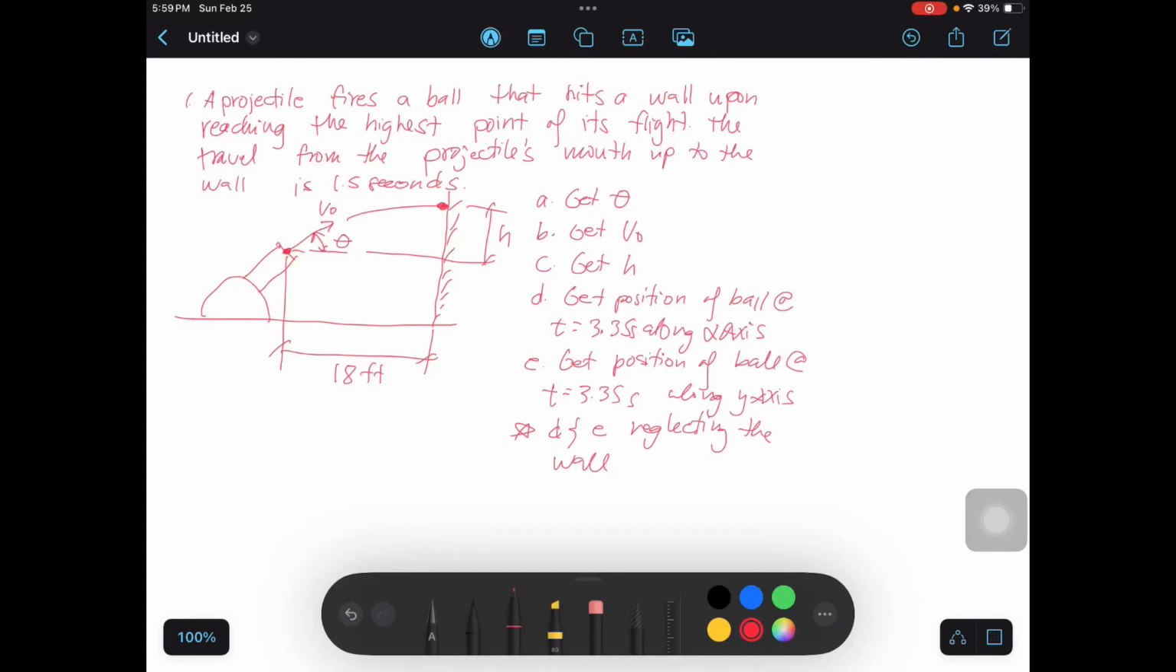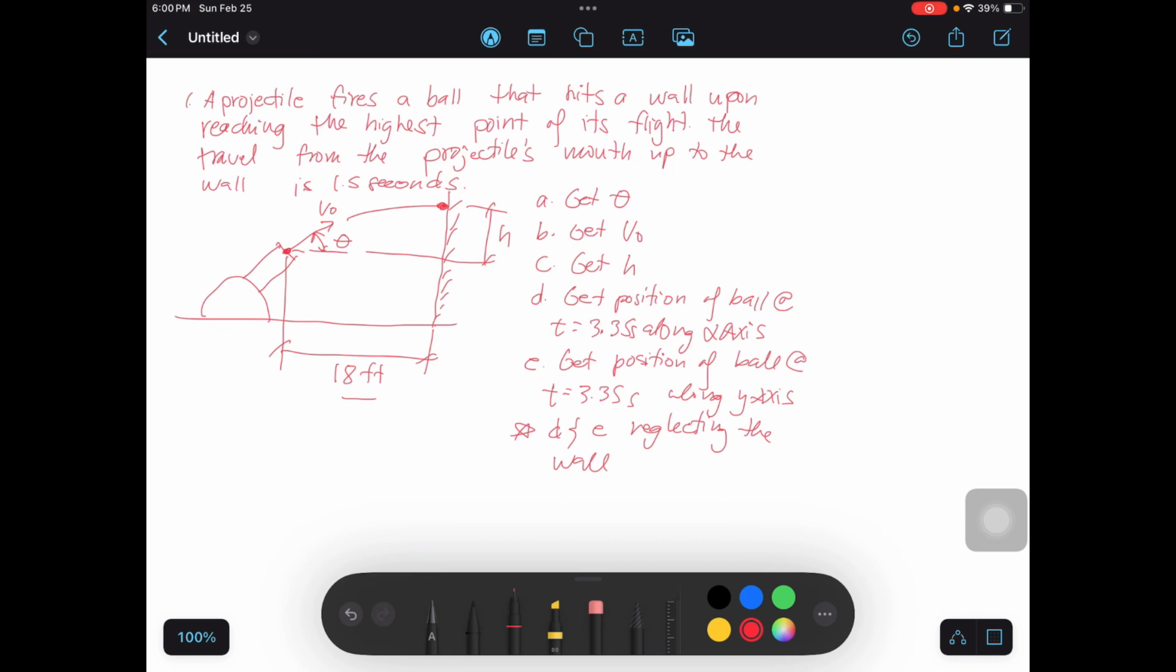So, let's solve the quiz 2. Quiz 2 naman. So, number 1, a projectile fires a ball that hits a wall upon reaching the highest point of its height. The travel from the projectile's mouth up to the wall is 1.5 seconds. So, this is the figure. From the projectile's mouth up to the wall, the horizontal distance is 80 feet.